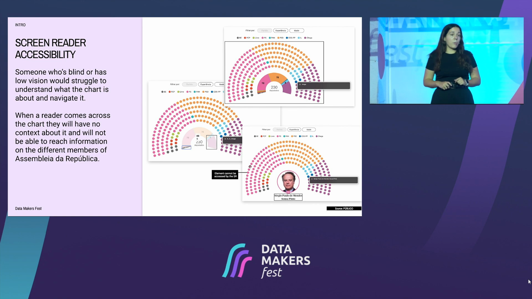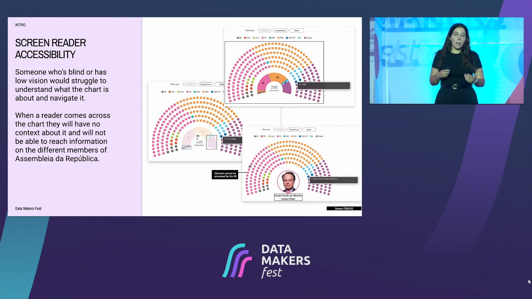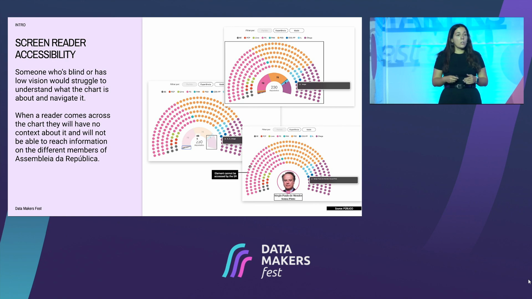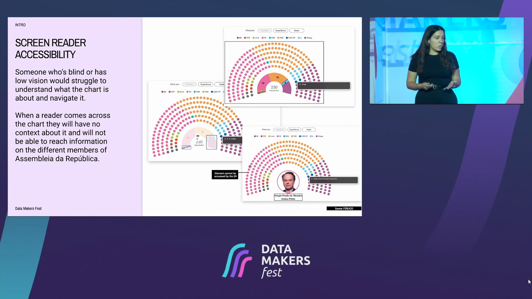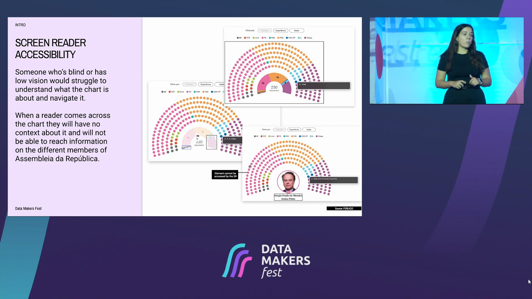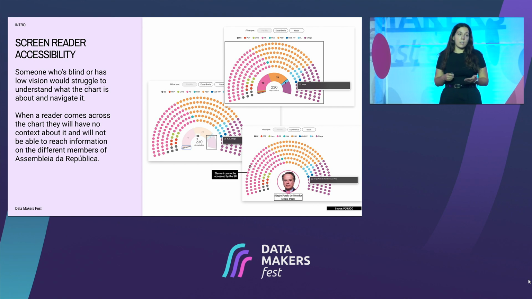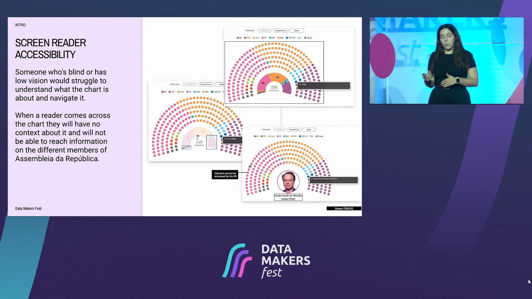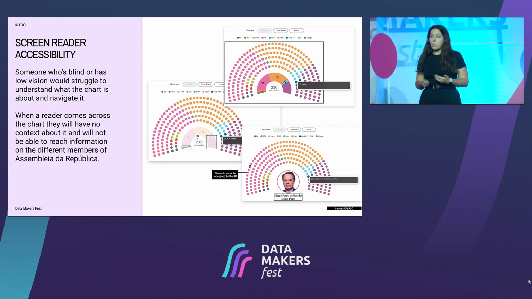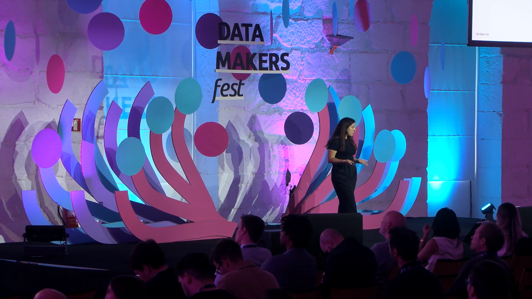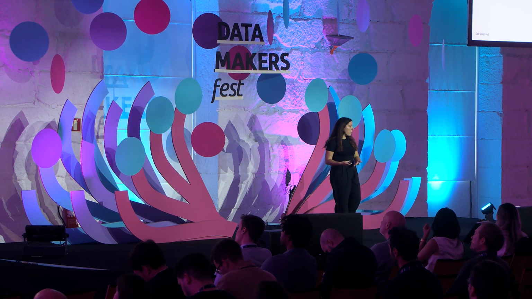The other example is a bit more technical, a bit harder to explain, and it has to do with screen reader accessibility. Someone who is blind or has low vision will struggle to understand what this chart is about and navigate it. That happens because someone who is blind or has low vision needs to resort to something called a screen reader, which is a type of assistive technology that will help them understand what's on the page. And these are just some screenshots of what would show up.